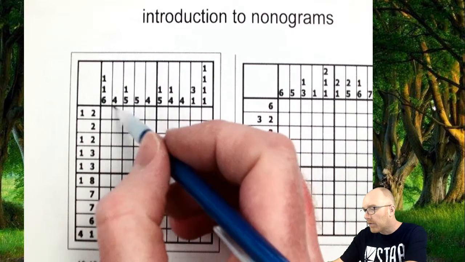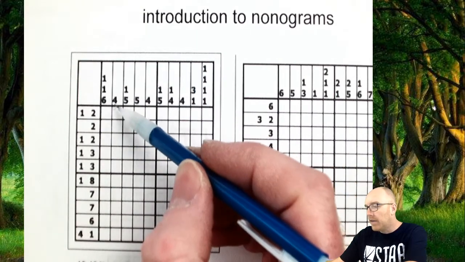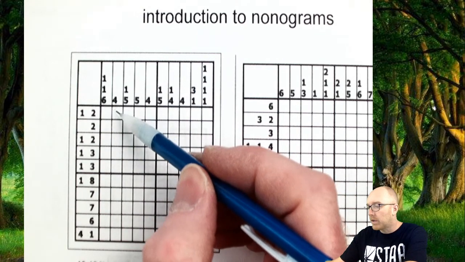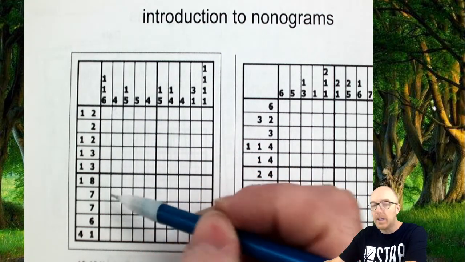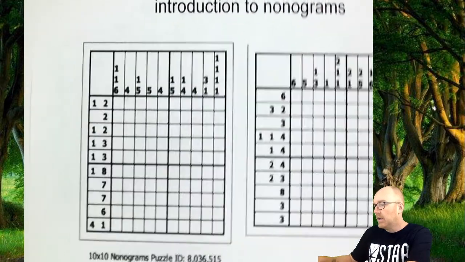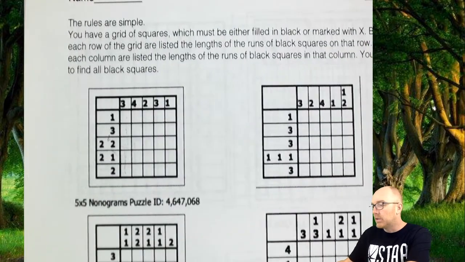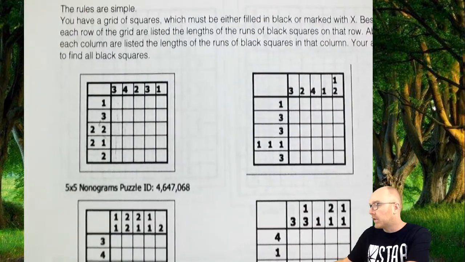Now, if you have a number like a 4 here in the vertical, that 4 does not have to start at the top. The 4 could start here at the top, 1, 2, 3, 4, but it could also start here, 1, 2, 3, 4. The idea is that they all have to be together. So that's the basics of the rules. Now let me show you some tips and tricks on how to actually solve these things.